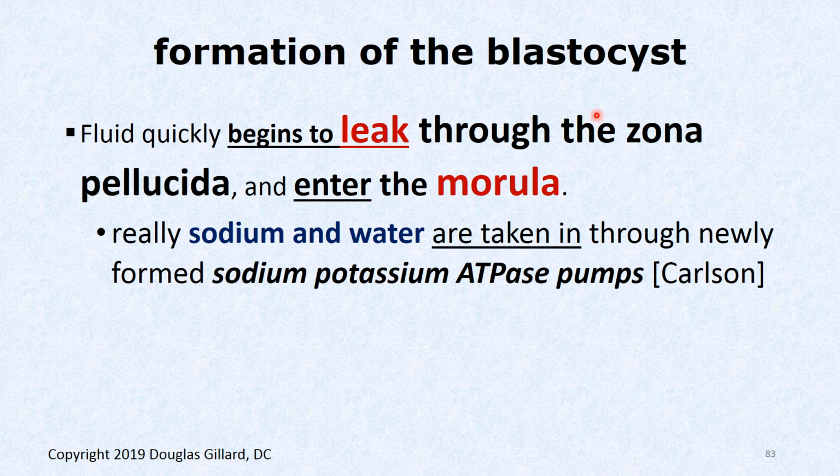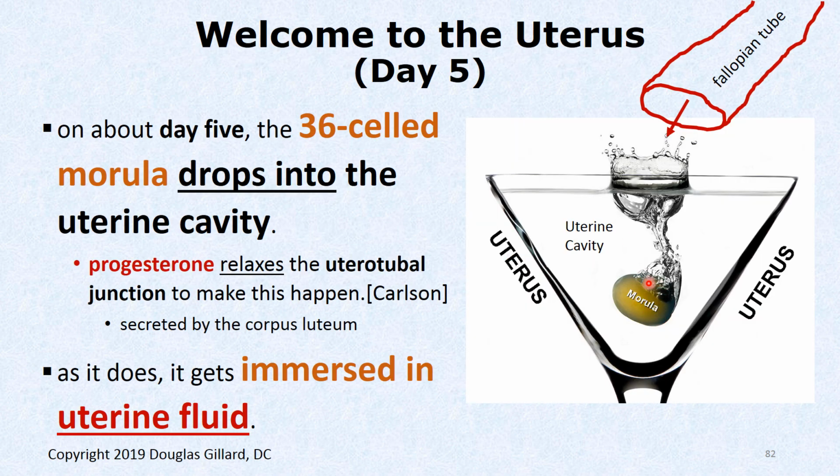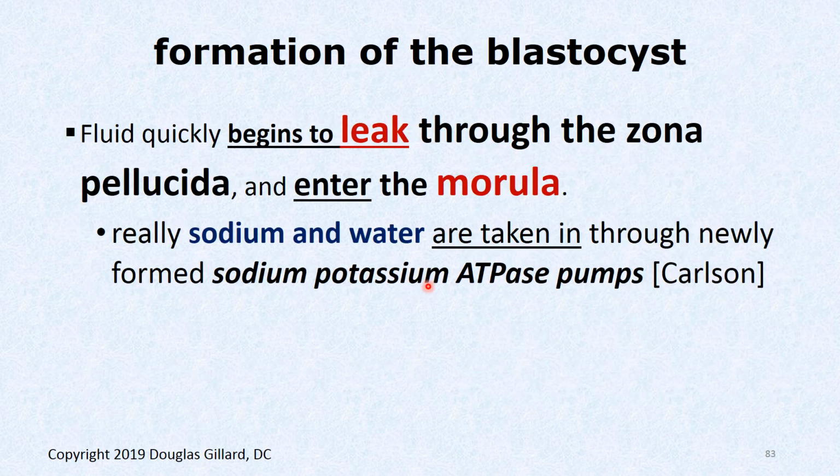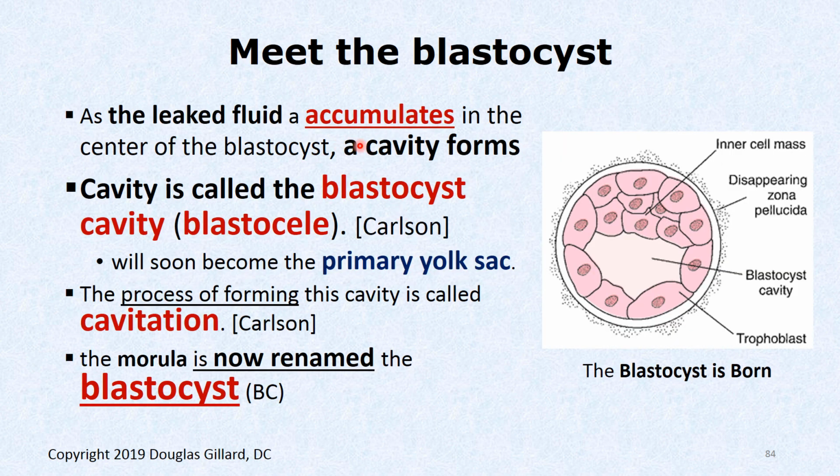So now the morula is going to turn into a different thing called the blastocyst. Once the morula is in the martini glass inside the uterus, it soaks in this salt water. Actually, sodium potassium ATPase pumps are born, and they transport that fluid, and fluid begins to accumulate inside the morula itself. That fluid accumulation will start to form a cavity.